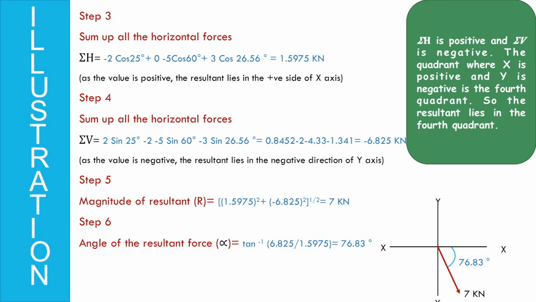Now, what angle it is going to act in the fourth quadrant, that can be found out using the formula tan alpha is equal to sigma v divided by sigma h. So, tan inverse of, we substitute the values of sigma v and sigma h and we get the answer as 76.83. So, the final figure, as you can see, the resultant force is 7 kilonewton acting in the fourth quadrant, making an angle of 76.83 degrees.